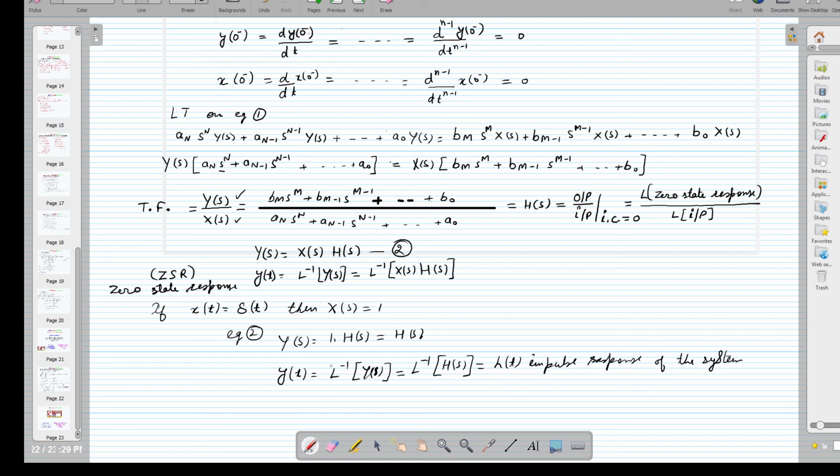So hope you understand the solution of the differential equation, impulse response, zero state response, and the transfer function.